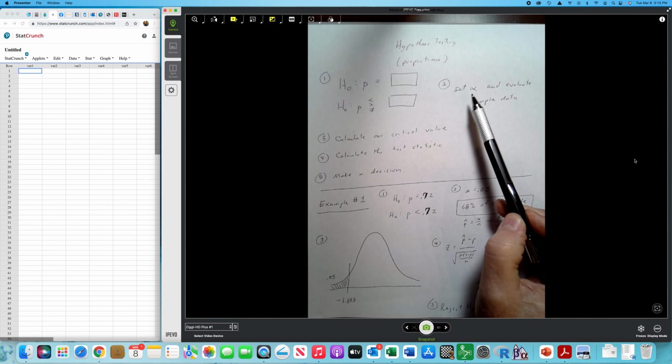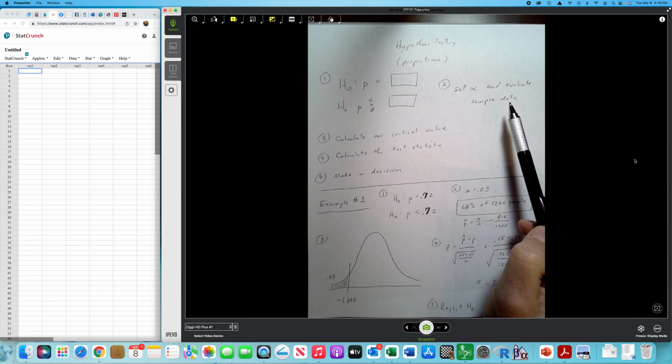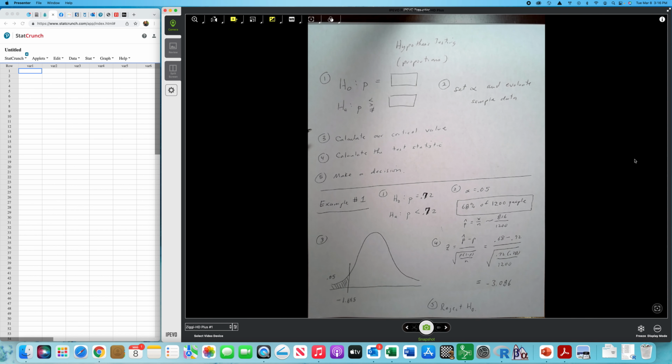The second thing we do is we state alpha, which again is the level of significance of our test, and we evaluate our sample data. The third thing we do is we calculate our critical value. The fourth thing is we calculate our test statistic. And the fifth thing is we make a decision. All right, so let's start out with example number one.